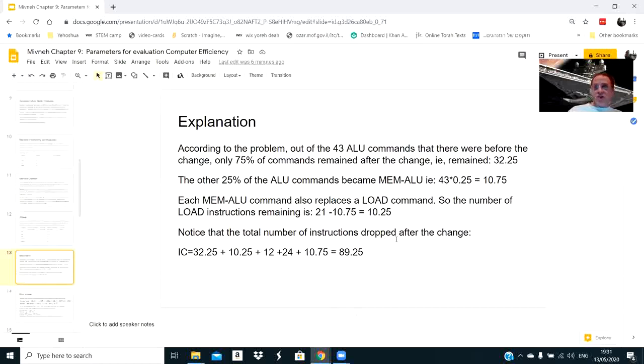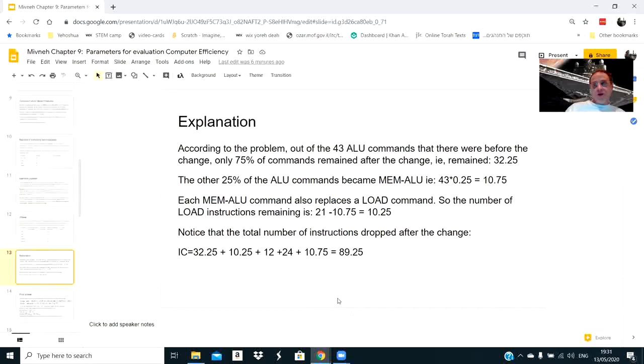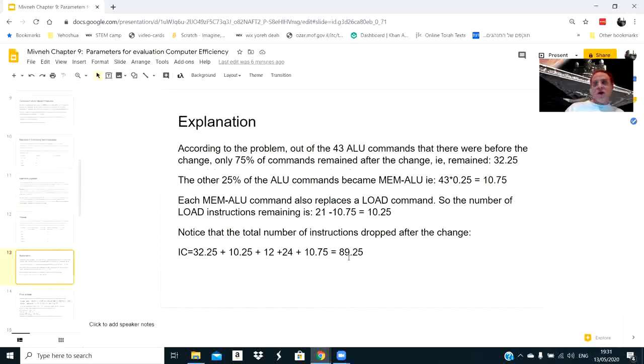Notice the total number of instructions dropped after the change. When we added all these things together before, it obviously added to 100. Sorry, the total number of instructions was 100 here. How many instructions do I have here? If I add up all of these, I'm going to have less than 100. Why? I'm going to have 89 3/4, exactly the amount that I removed, because for every 2 instructions between these two, I took away and replaced with 1. So I have fewer instructions. So now I have only about 89 instructions.